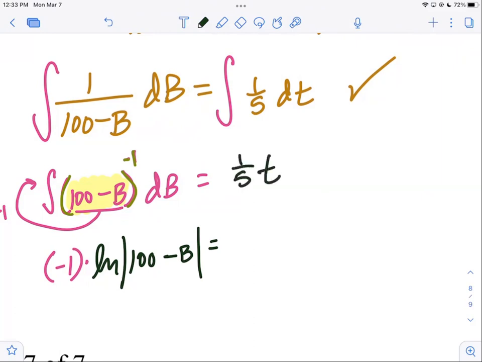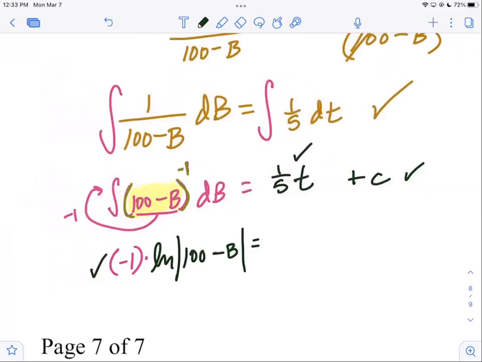1/5 t, which is probably a check, and then plus c, which is another check. And of course, this is a check. So now it's a point party. All right. And now I just got to bring this down because it took one extra line on the other side. So make sure you keep your equalities going.